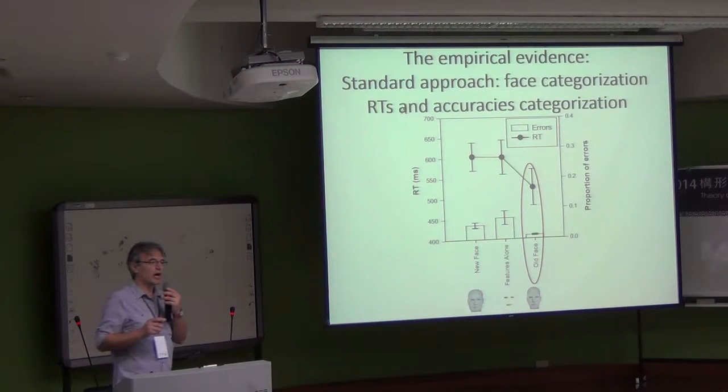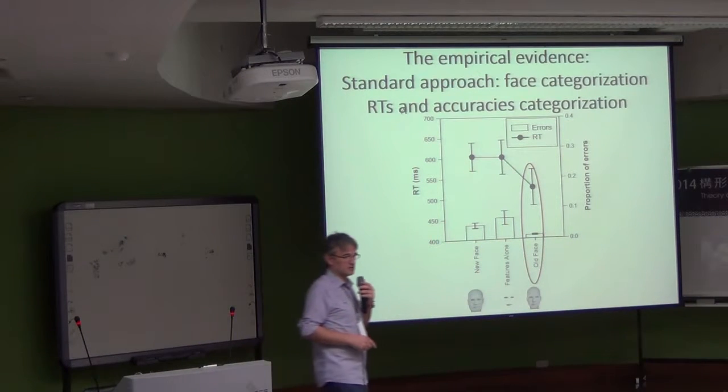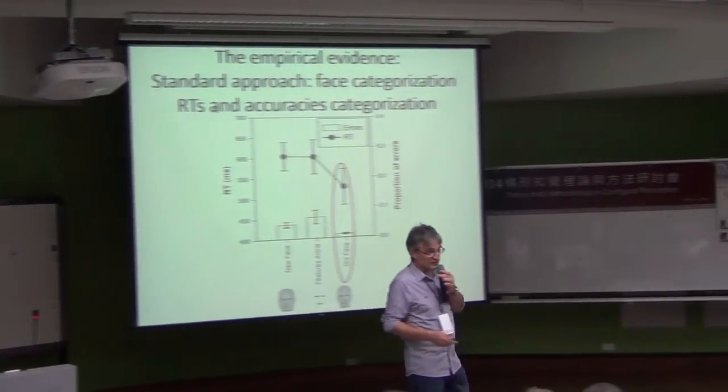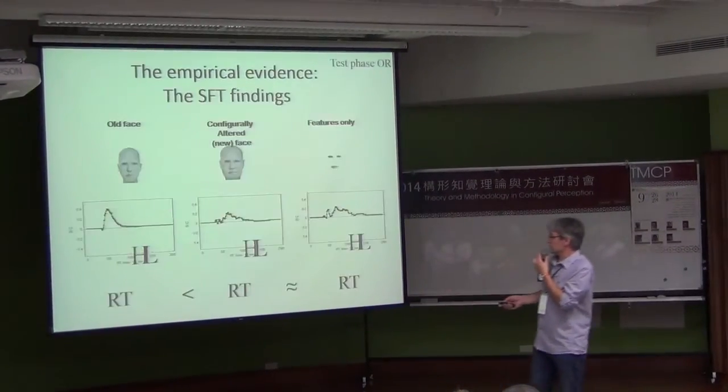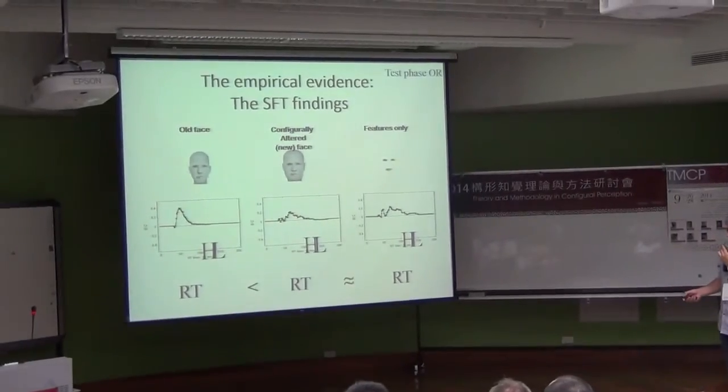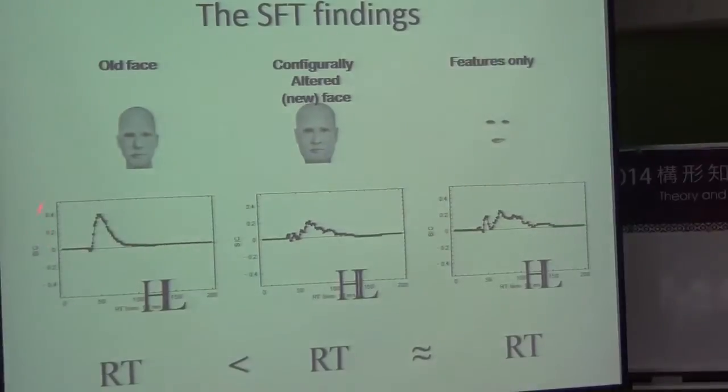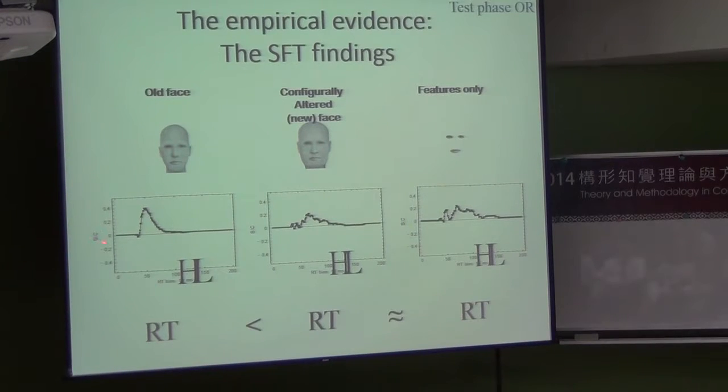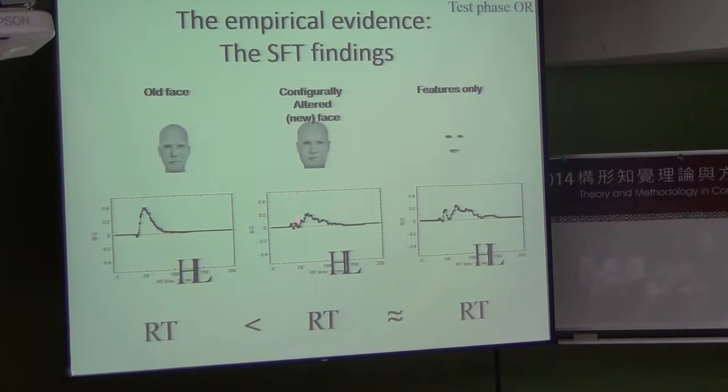Now the question is, what kind of mental architecture could be detected here? If we use system factorial technology to analyze these four faces, this is what we got. We got survivor interaction contrast function signatures that are positive over time for all three different types of conditions. There's a difference in overall mean response time, but the signature is identical. And if you go back in time, you remember that this positive SIC signature indicates parallel terminating processing.